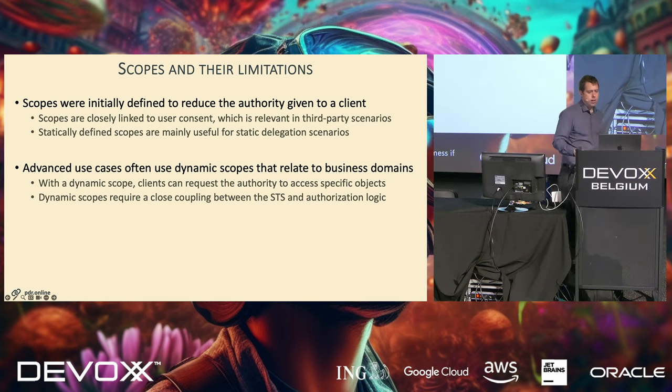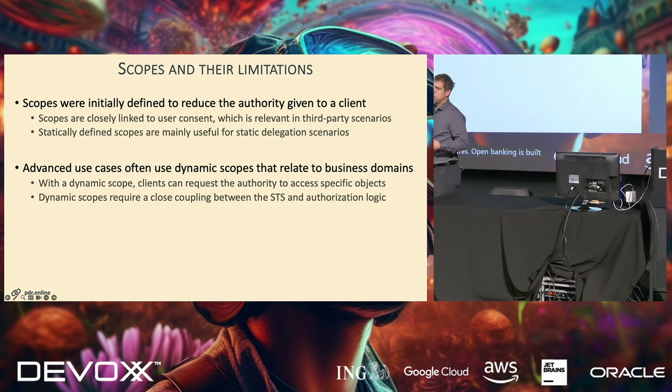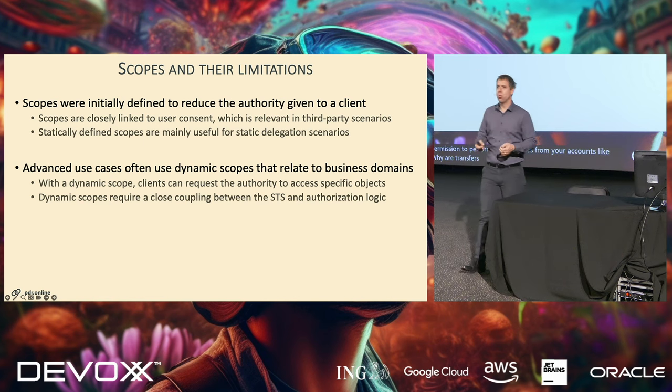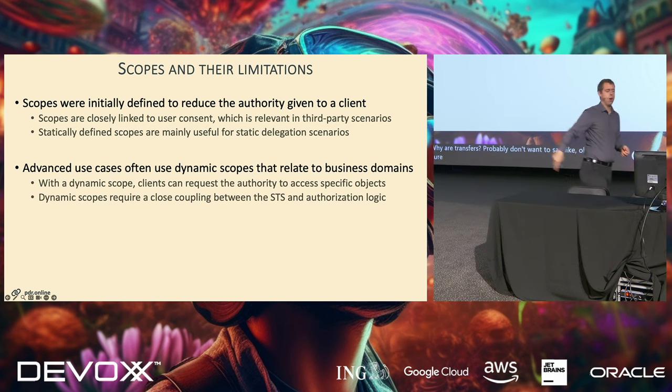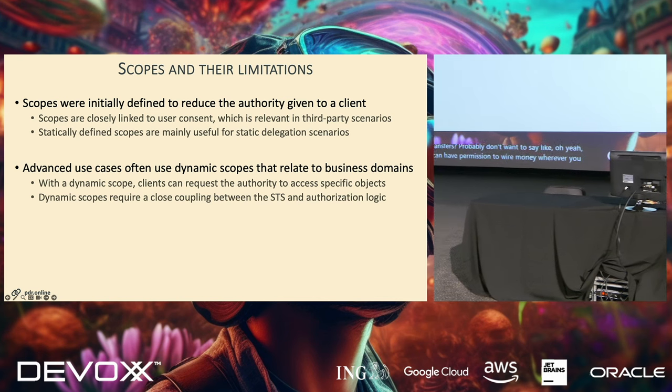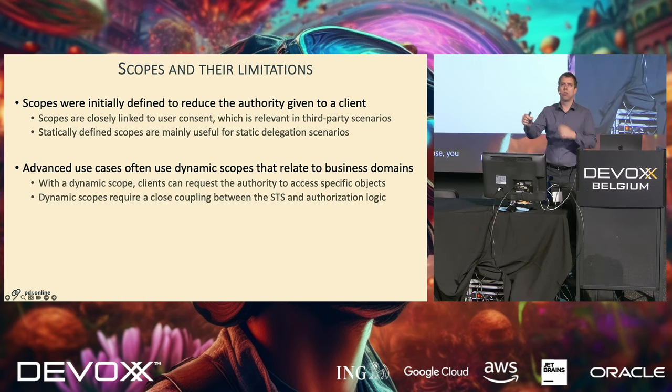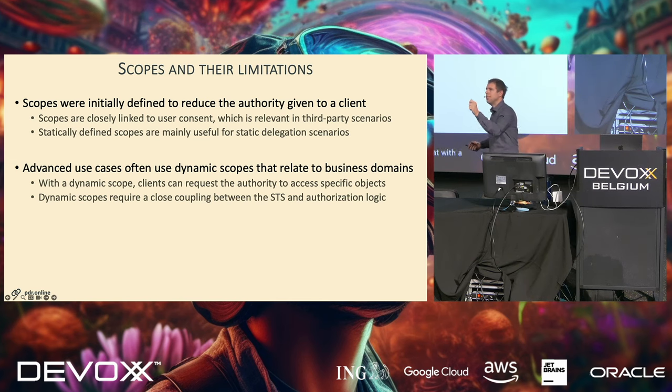And things evolved from there, because we started using OAuth for all kinds of features. Open banking is built on OAuth. But consider scopes in open banking, like a client asking permission to perform wire transfers from your account. You probably don't want to say, oh yeah, sure, you can have permission to wire money wherever you want. That's not something you want to do. In that case, you want to give permission to send 50 euros from this account to that account for a specific transaction. That would be a dynamic scope. But there's no way to express that with a string of space-delimited values.